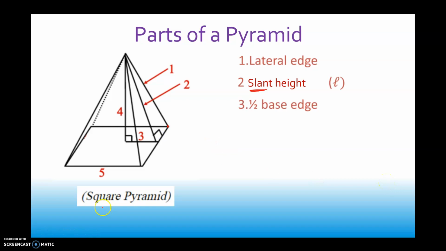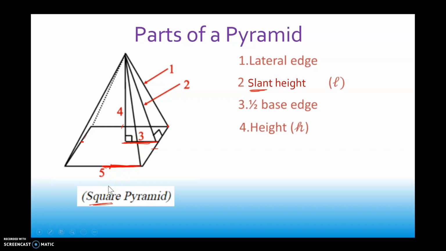And then you have half the base edge. Now this is only true for a square pyramid, because in a square pyramid, your side lengths all the way around your bottom are exactly the same, right? This edge is the same as this edge. So all 4 sides have the exact same length, which means this part here is going to be half of this guy. It's the exact same, half and half. So that's going to be half of your base edge.